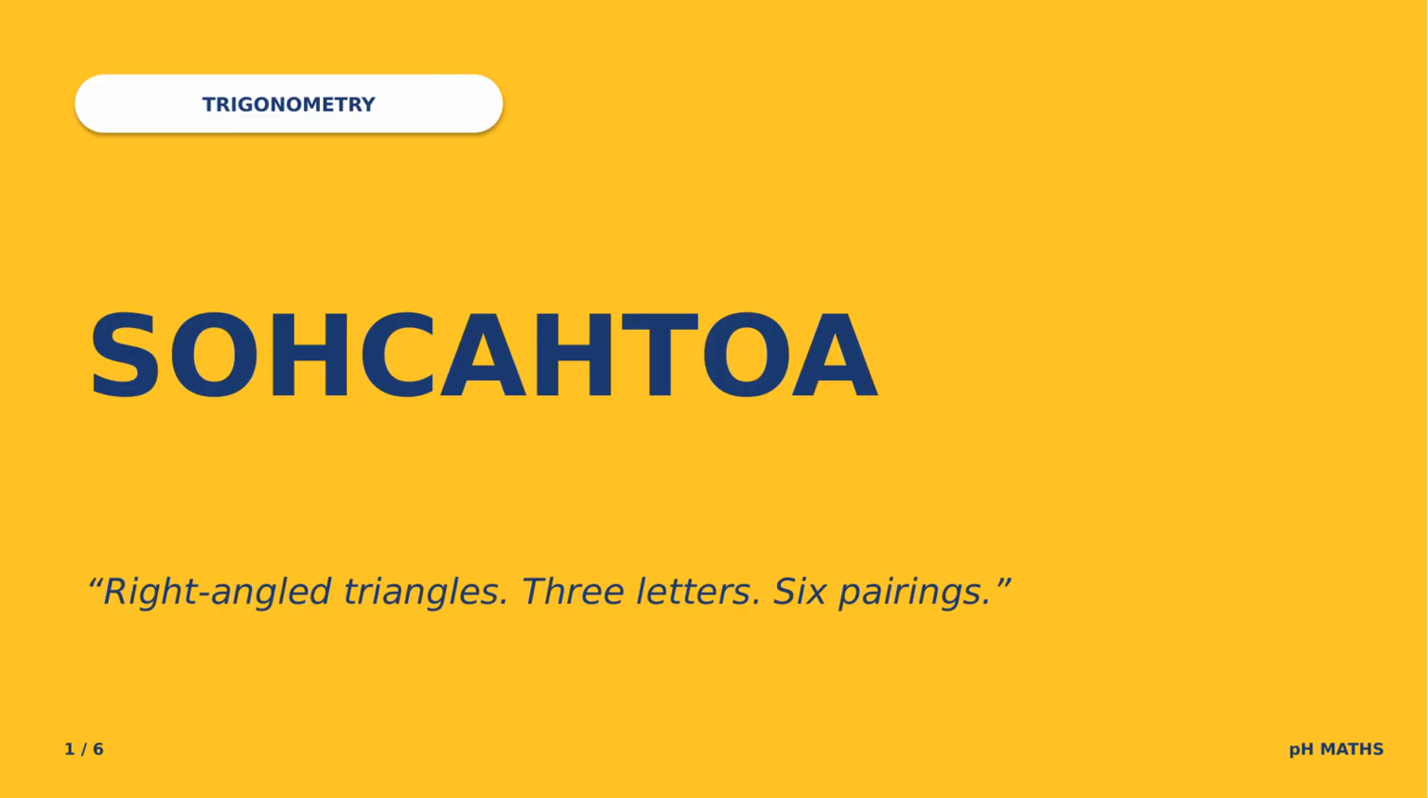Today's explainer is SOHCAHTOA, the mnemonic that single-handedly carries the right-angled trigonometry section of your paper. 3 ratios, 3 letters each, all built from the sides of a right-angled triangle. By the end of this, you'll know what each letter stands for, when to use which ratio, and the one common mistake.